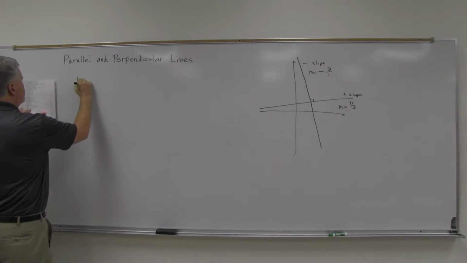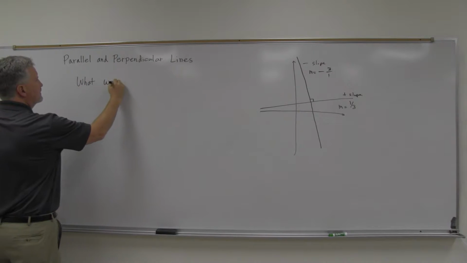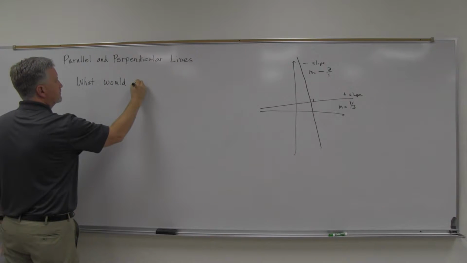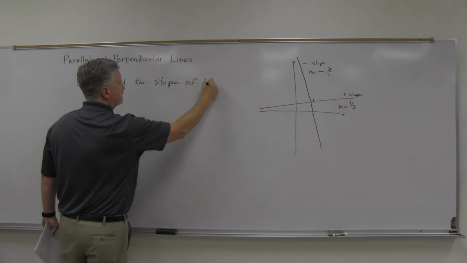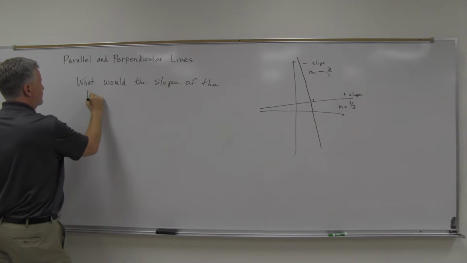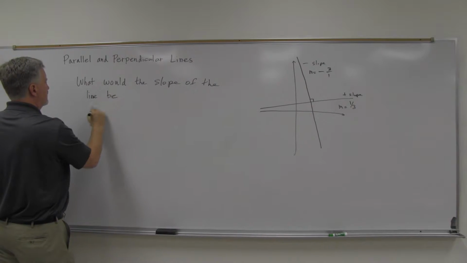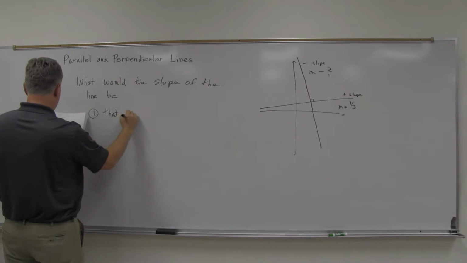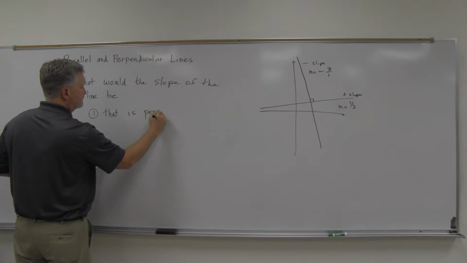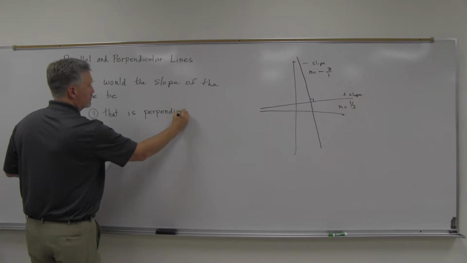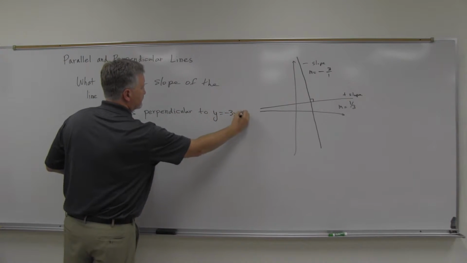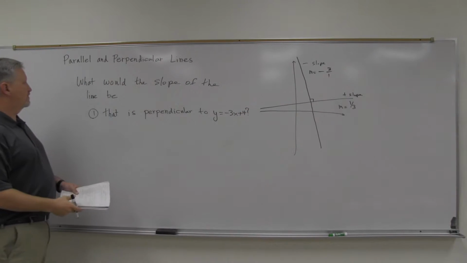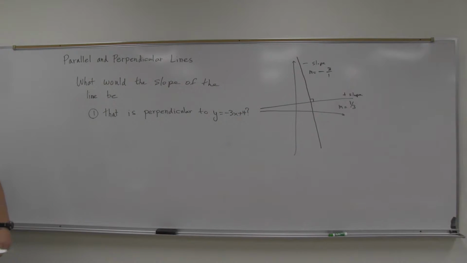All right, so number one: what would the slope of the line be that is perpendicular to y equals minus 3x plus 4? What would the slope of the line be that is perpendicular to y equals negative 3x plus 4?